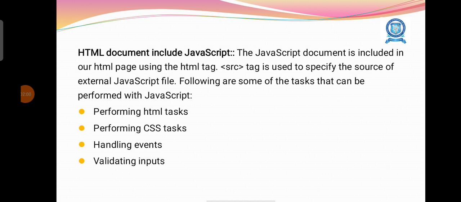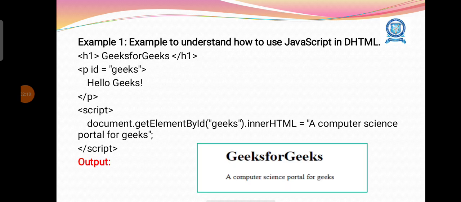Following are some of the tasks that can be performed with JavaScript. We can perform HTML tasks. We can perform CSS tasks. It can handle events. Also, it can validate the input. Here is an example which is showing how to use JavaScript in DHTML.